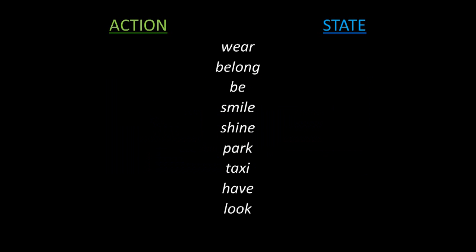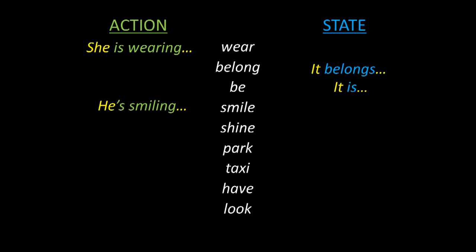First, let's look at wear. As we mentioned before, wear is an action. She is wearing something. Belong. Belong is a state. It belongs to Thai Airways. Verb to be. Be is a state. It is a 747. Smile. Smile is an action. He's smiling.